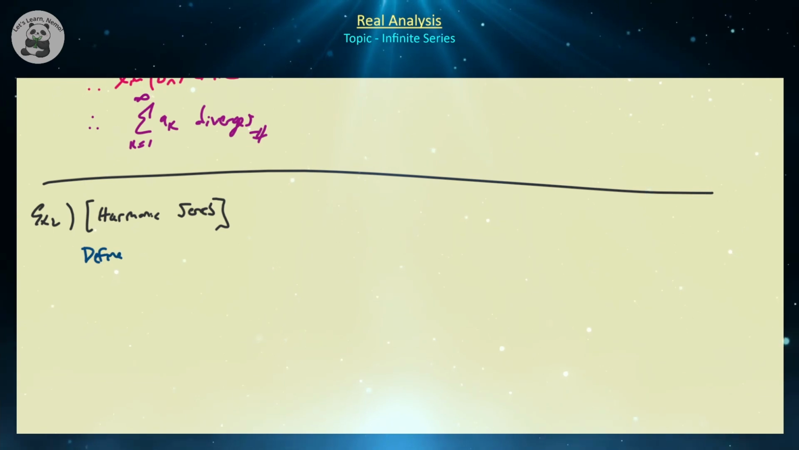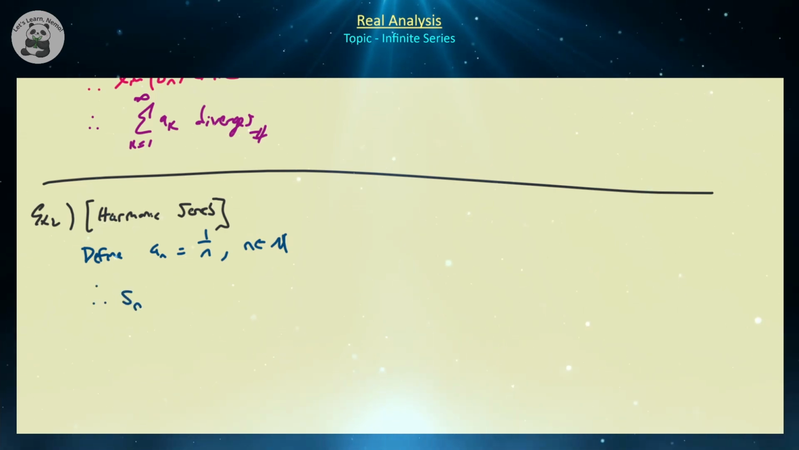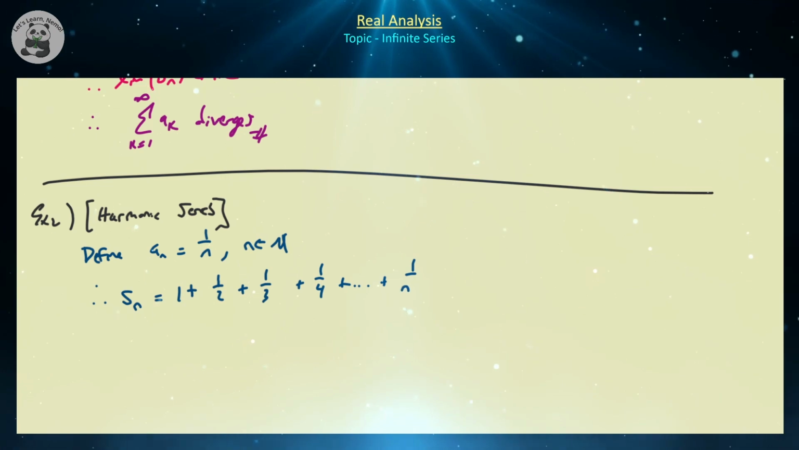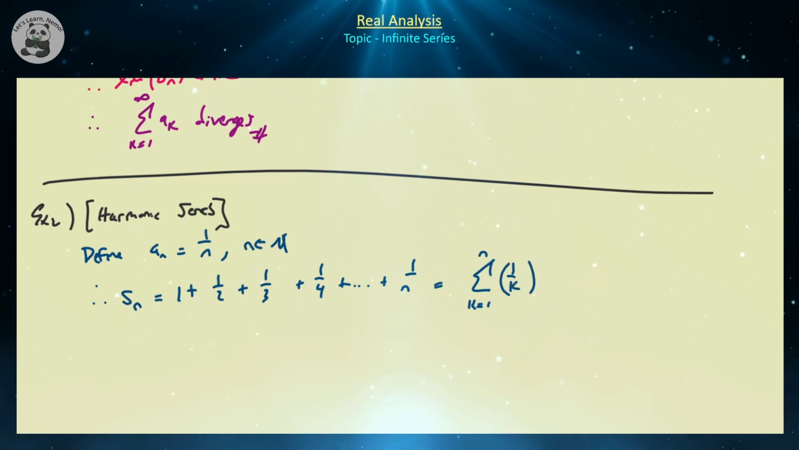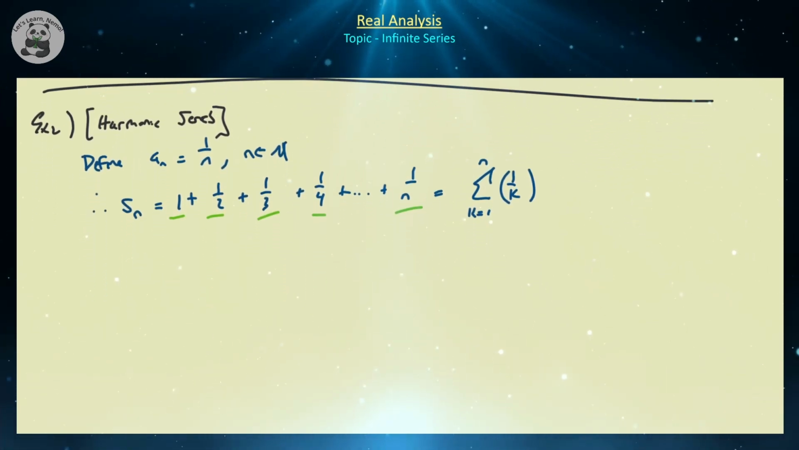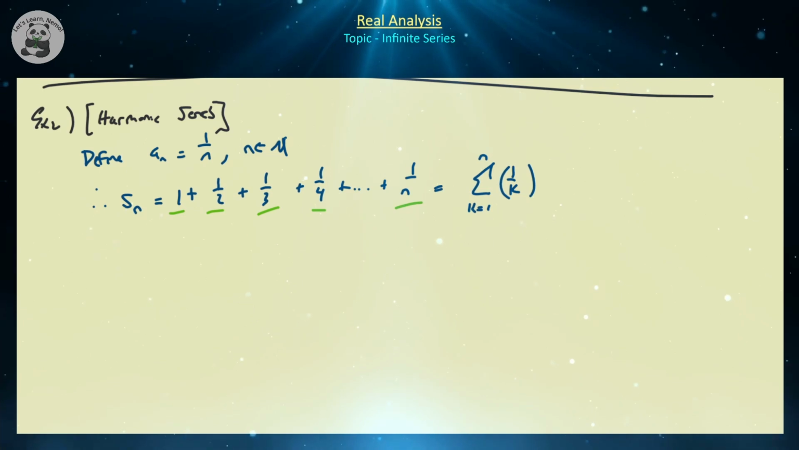So define a_n to be equal to 1 over n, where n is a natural number, and therefore the nth partial sum is going to be 1 plus 1 over 2 plus 1 over 3 plus 1 over 4, all the way down to 1 over n, which we can write in more compact form as the sum from k equals 1 to n of 1 over k. So it's just the sum of unit fractions from 1 over 1 to 1 over n. And some people will call this the nth harmonic number as well.